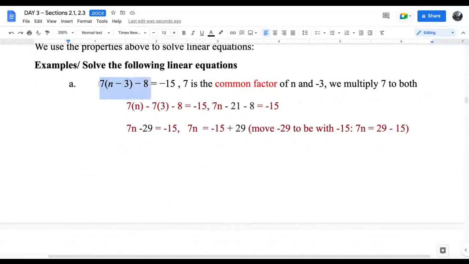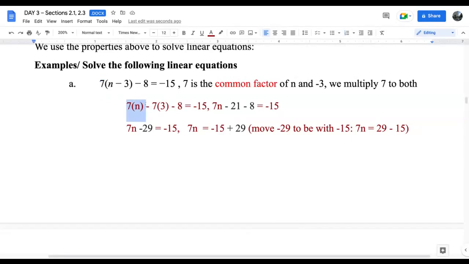Let's see, solve this linear equation. Now we have this parenthesis around n minus 3. So what is this 7 here? 7 is multiplying a binomial. So n minus 3, 2 terms called a binomial. That means 7 is a common factor of n and negative 3. So which means we have to distribute 7. We have to distribution means multiplying. We have to multiply 7 with n. We have to multiply 7 with negative 3.